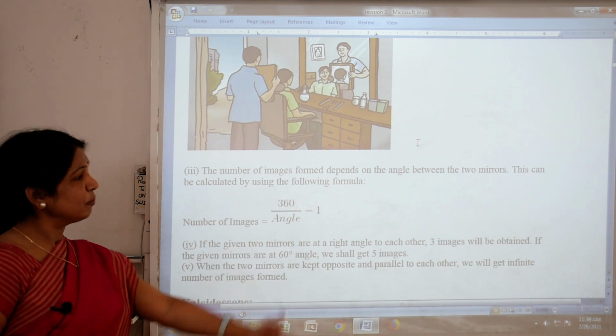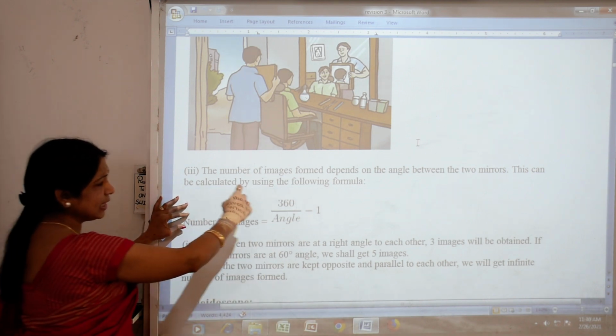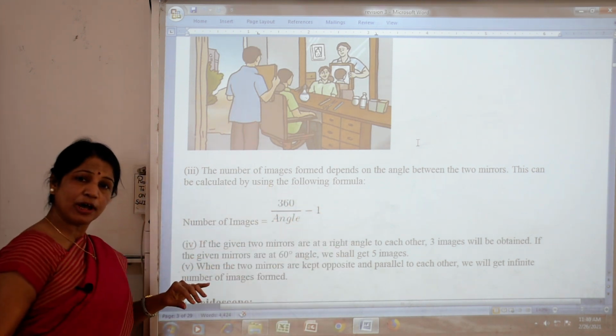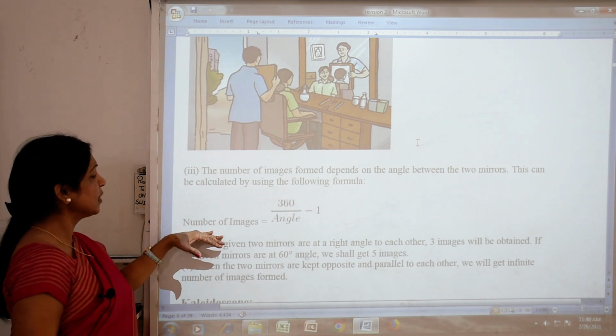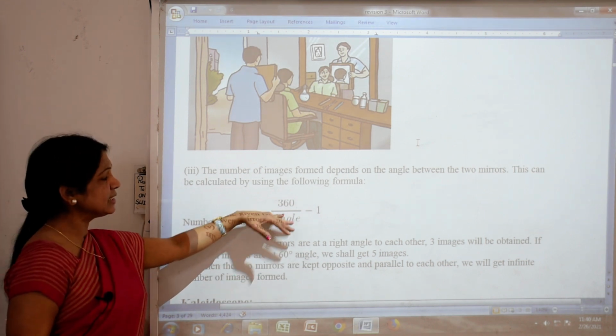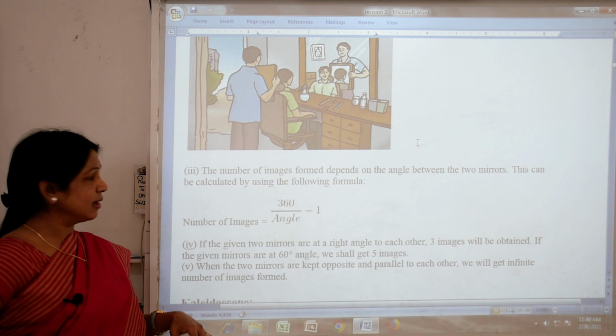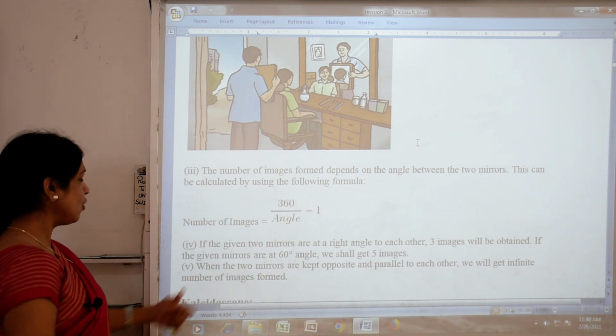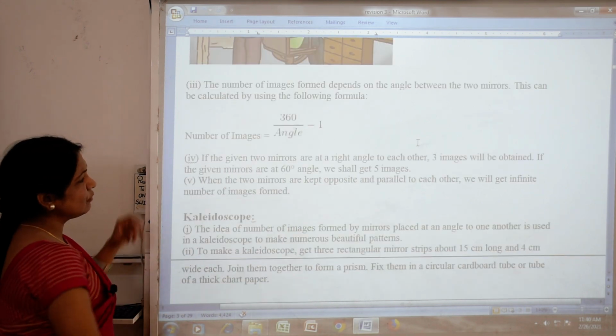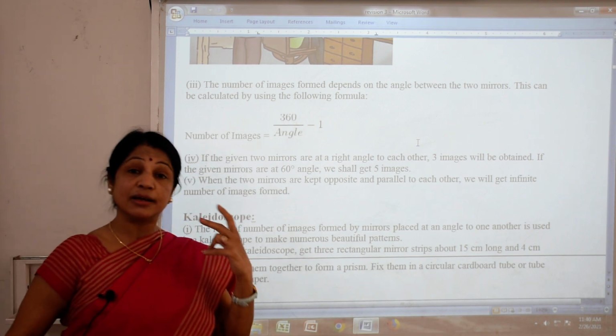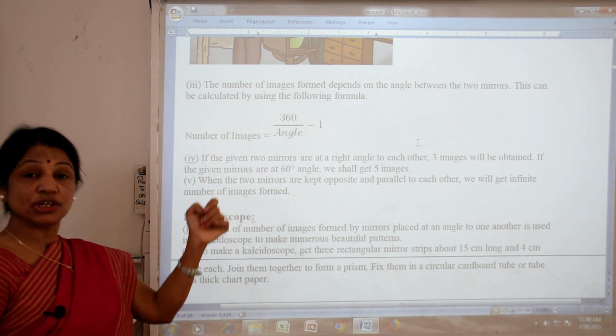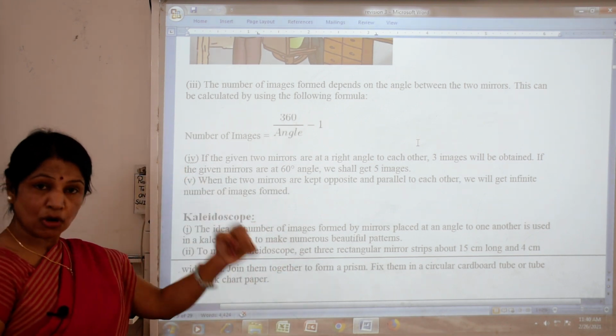Now further, we are going to see that the number of images formed depends on the angle between the two mirrors. This can be calculated using the following formula. What is the formula? Number of images equals 360 upon the angle, minus 1. Now further, if the two mirrors are at a right angle to each other, three images will be obtained.